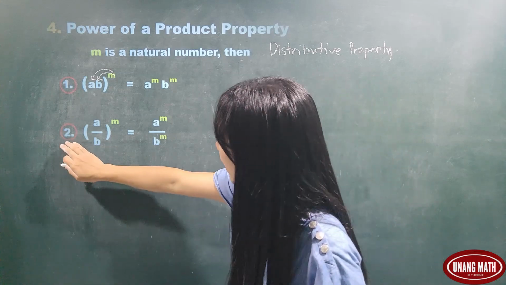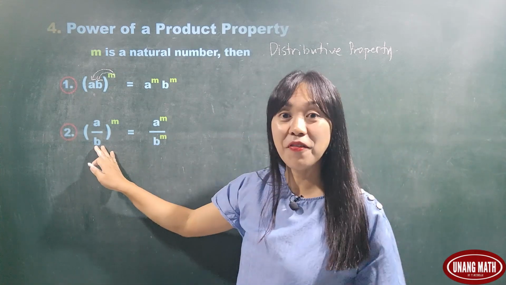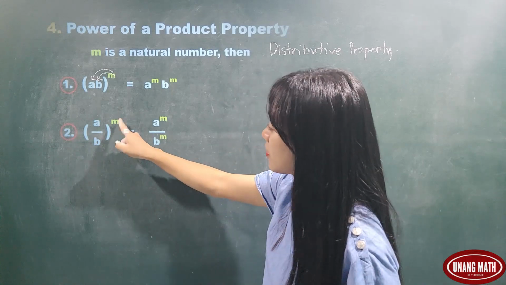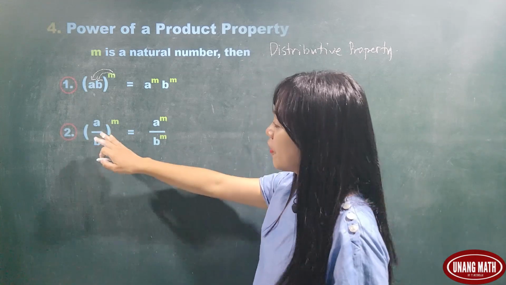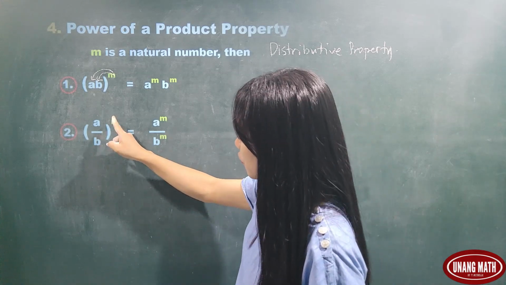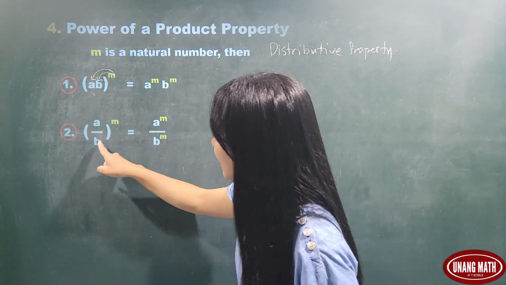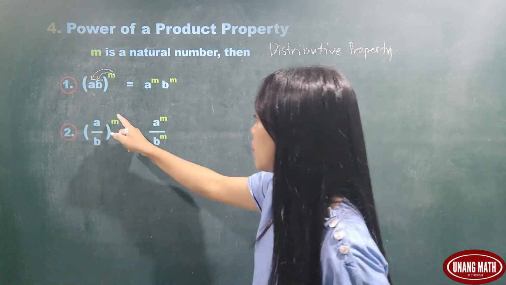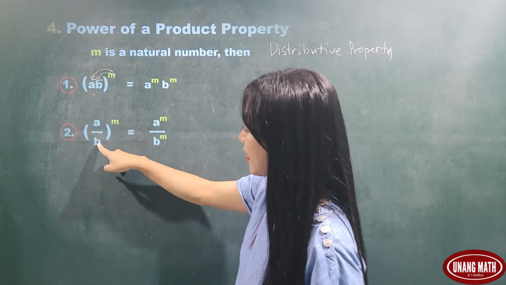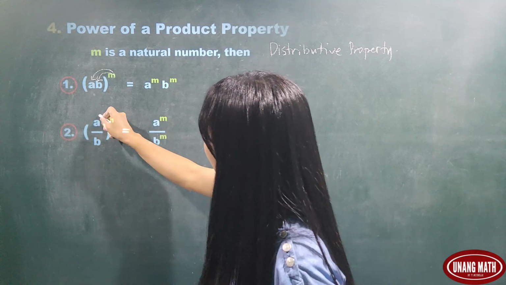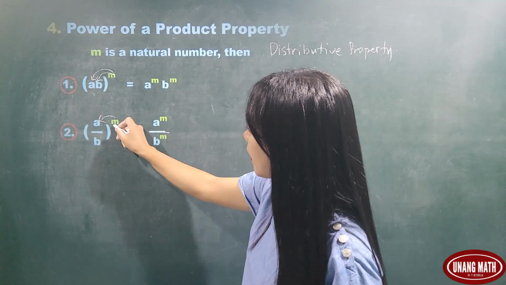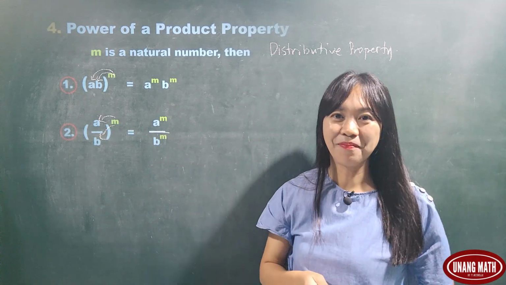Okay, what about if the number is a fraction? We have here (a over b) inside the parenthesis, and it's raised to the power of m. If the number inside the parenthesis is a fraction, we have to distribute this exponent to the numerator and the denominator. It's not only to the numerator or only to the denominator, but to both numerator and denominator. So this is a raised to the power of m over b raised to the power of m.